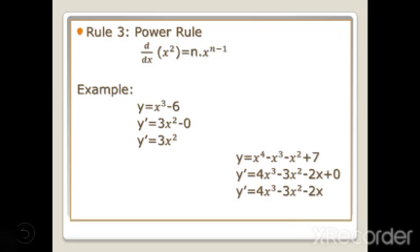So for example, we have y is equal to x cubed minus 6. So we have y prime equals 3x squared minus 0. So y prime equals 3x squared.